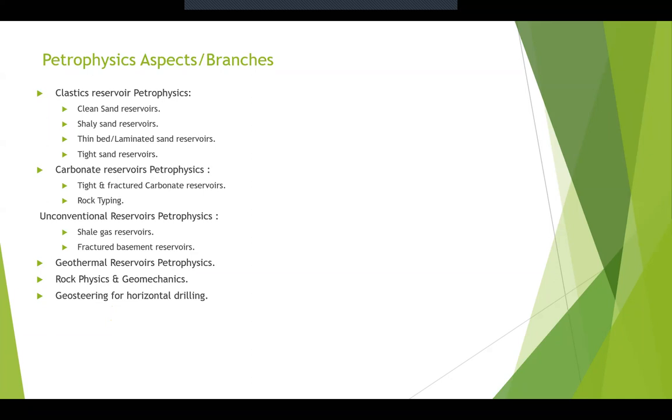This is a simple type of reservoir, which is easy and straightforward in terms of petrophysical evaluation. Then it gets a bit harder for shaly sand, when the reservoir is not clean and you have shale. This is another step of the evaluation, which also requires certain skills, experience and knowledge. After that, we go to a harder one, which is the thinly bedded or laminated sand reservoir, which also requires certain special skills to do this kind of evaluation.